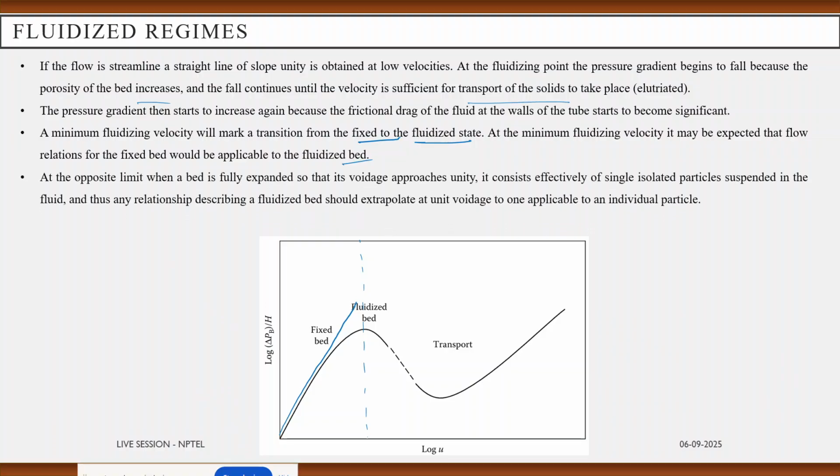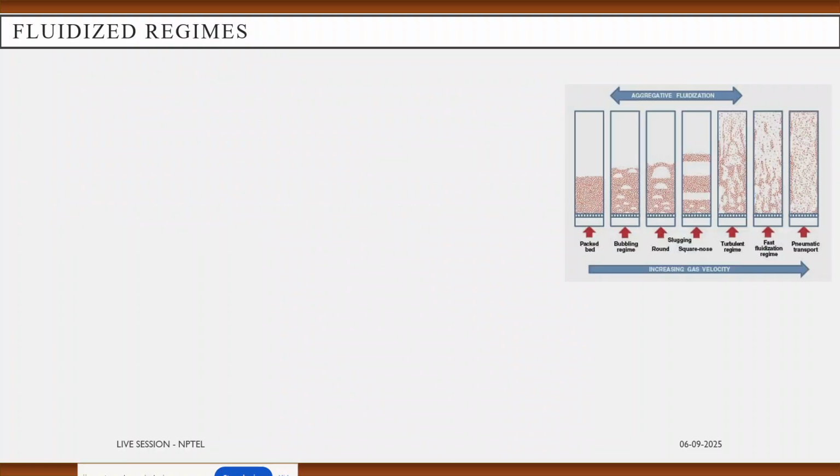At the opposite limit, when the bed is fully expanded so that its voidage approaches unity, it consists effectively of single solid particles suspended in the fluid, and thus any relationship describing a fluidized bed should extrapolate at unit voidage to the application to an individual particle. So there is an intermediate condition where the particulate fluidized bed is hydrodynamically similar to a sedimenting suspension.